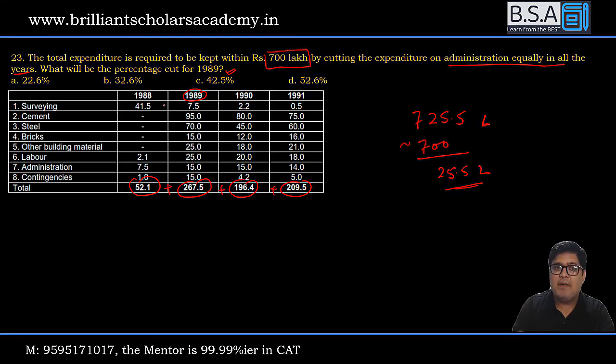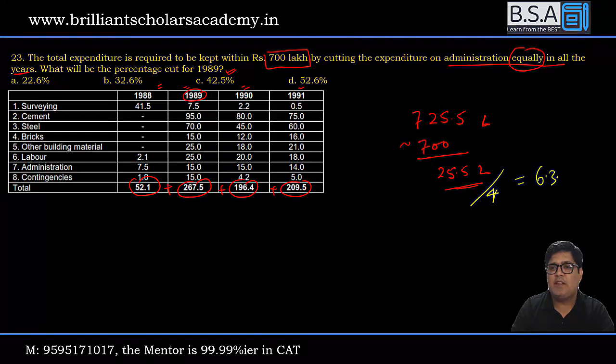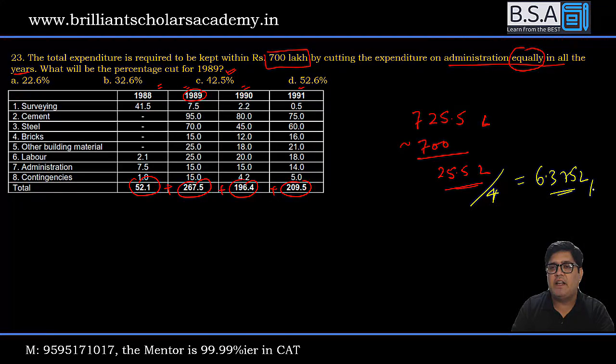Now this cutting happens equally in all these years by cutting expenditure on administration equally in all the given years. So how many years do we have? 4 years we have. So 25.5 divided by 4. So we are going to reduce the cost by 6.375 lakh per year, every year. From which column? Administration. So the question says, what will be the percentage cut for 1989? So you are going to cut 6.375.